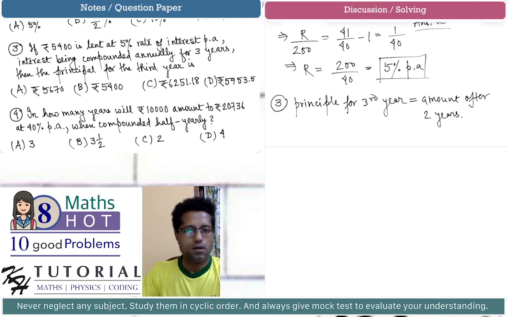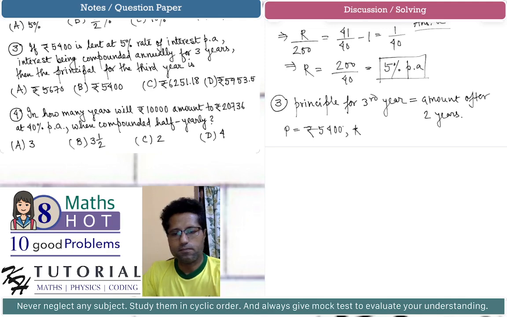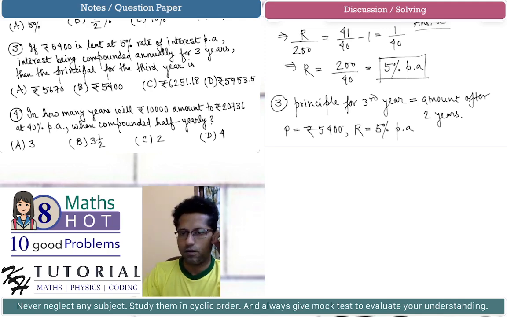So what is given? P is given to be rupees 5,400. R is given to be 5% per annum, and interest is being compounded annually for 3 years. We just need the principal for the third year, which should be equal to the amount after 2 years, that is, the amount calculated at the end of the previous year.